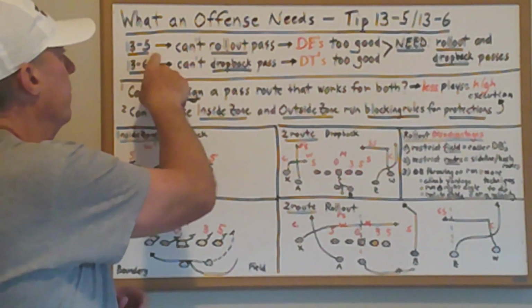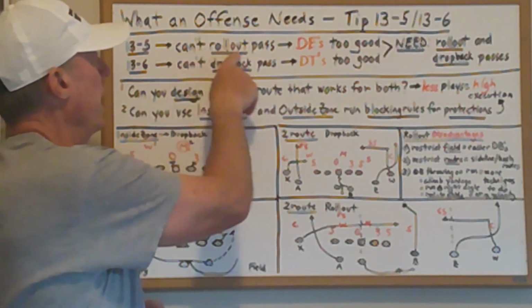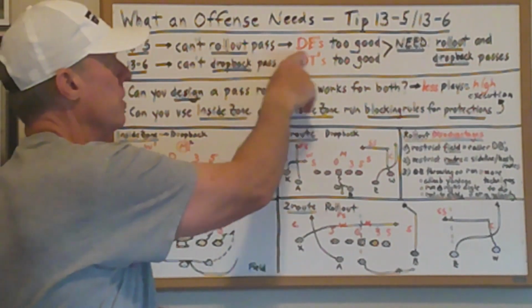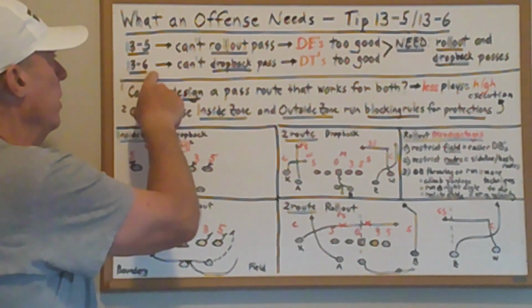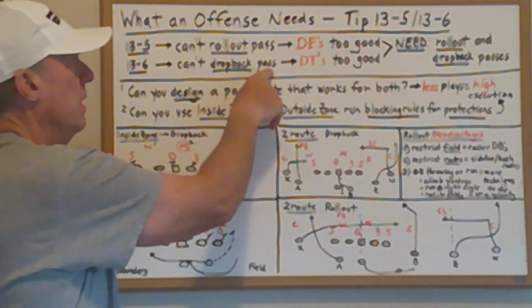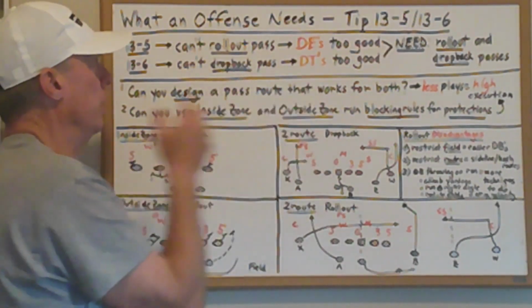In 13.5, we're going to talk about what if you can't roll out pass, and the reason you can't is because the defensive ends are too good. And in 13.6, it's what if you can't drop back pass because the defensive tackles are too good.